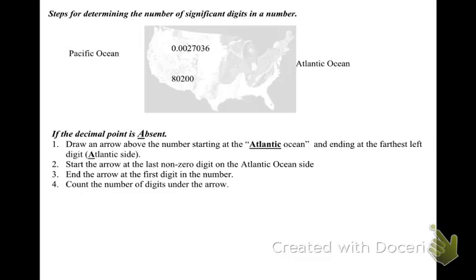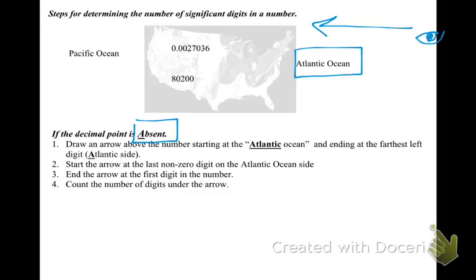Now, what happens if our decimal is not there? Remember, when our decimal is absent, we're going to start from the Atlantic side of the number. In other words, we're going to look with our creepy eye from right to left. You're going to place your dot over the first non-zero digit that you encounter, and count the number of digits underneath that arrow as you continue from right to left.